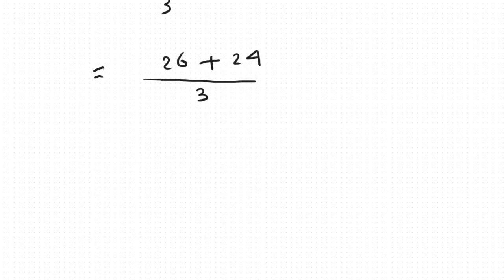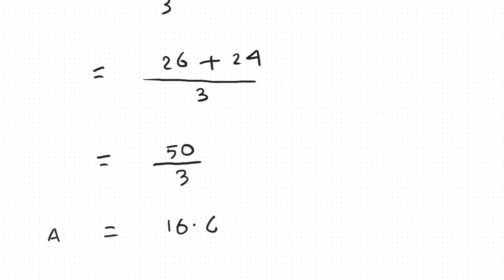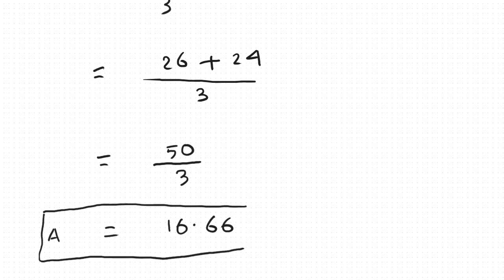From here we get 50 by 3, and we get the value of area under the curve as 16.66 square units approximately. So this is the area under the curve by using integration rules.